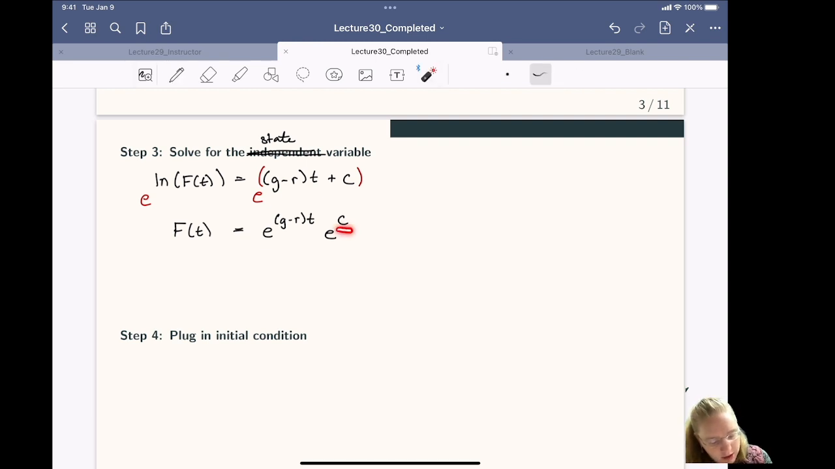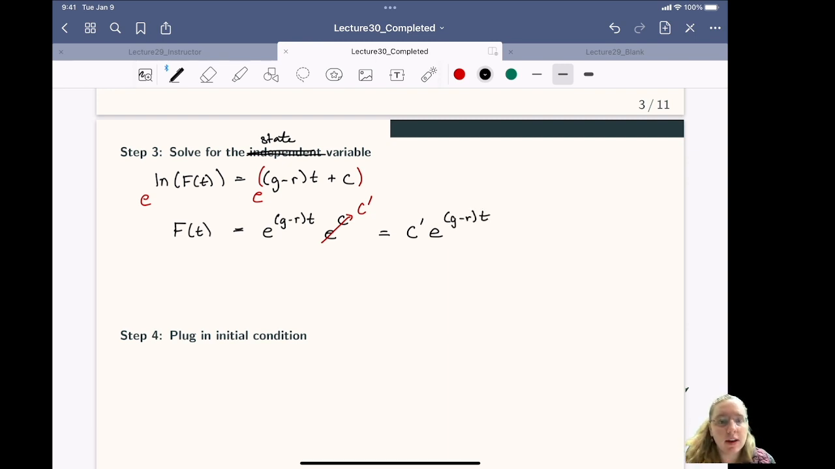Now, this is an unknown constant. E to an unknown constant is some number. It's still an unknown number, so we're just going to call that a new unknown constant. You see a little theme here that unknown constants are kind of convenient because they often lead to other unknown constants and can just be replaced by other unknown constants. So, we have some unknown constant c prime, e to the g minus r times t.